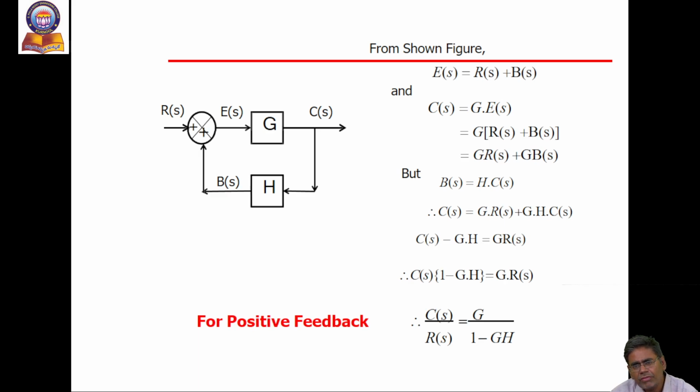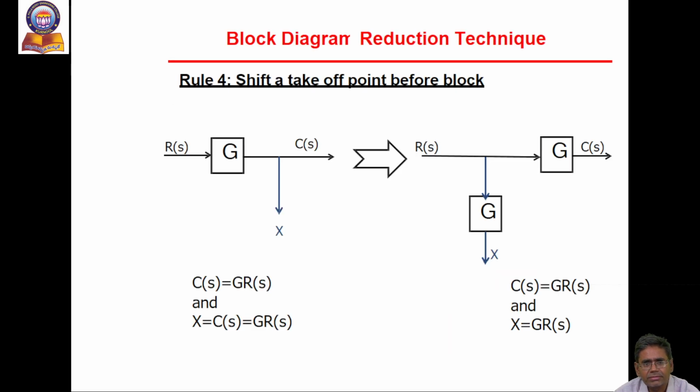In case of positive feedback, the only change is in the denominator. For positive feedback, C(s) divided by R(s) is equal to G divided by 1 minus G into H. That is the positive feedback system.